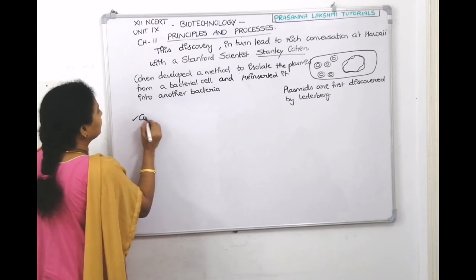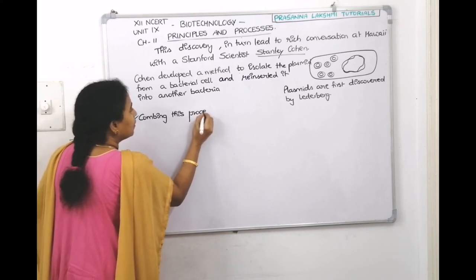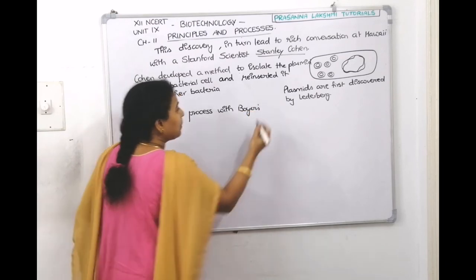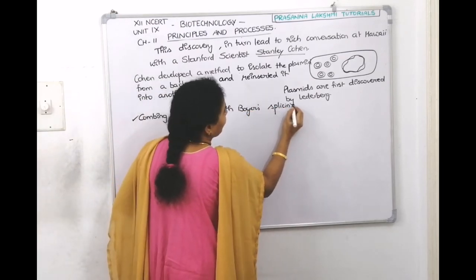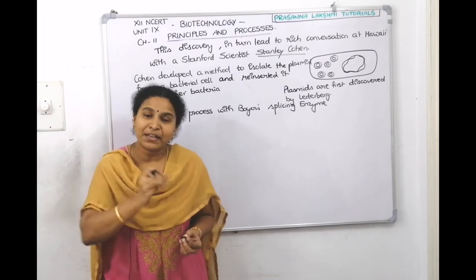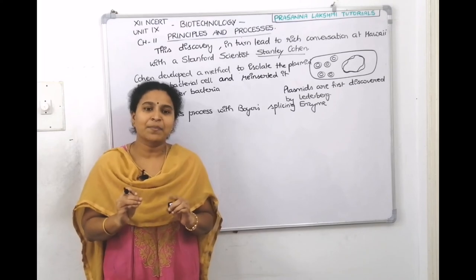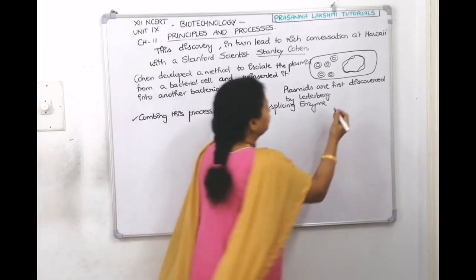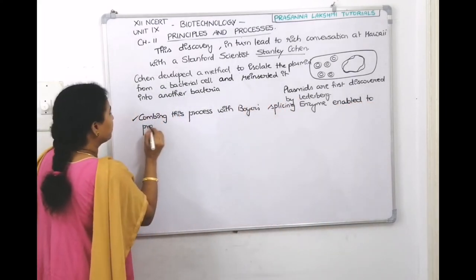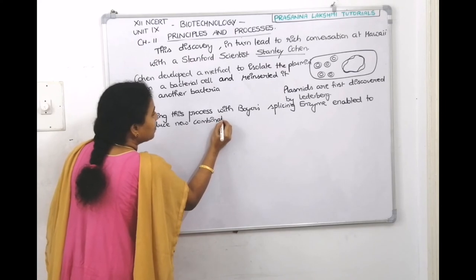So we can write a point that combining this process with Boyer's splicing enzyme. So take out the plasmid, which is done by Cohen, now digest it with Boyer's enzyme, enabled, right? What did it enable? It enabled cutting, right? It enabled to produce new combination.